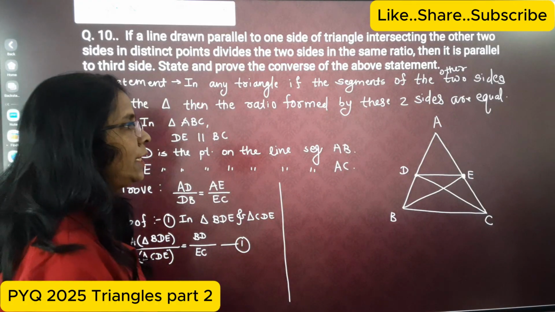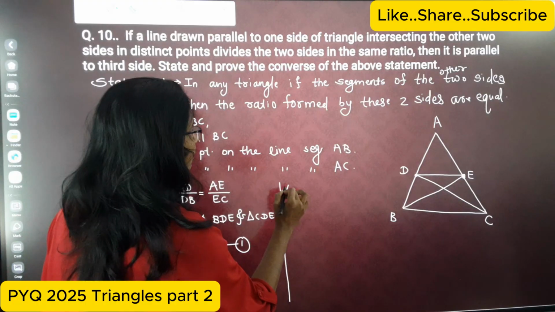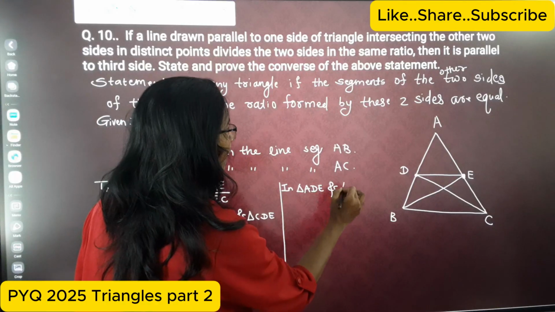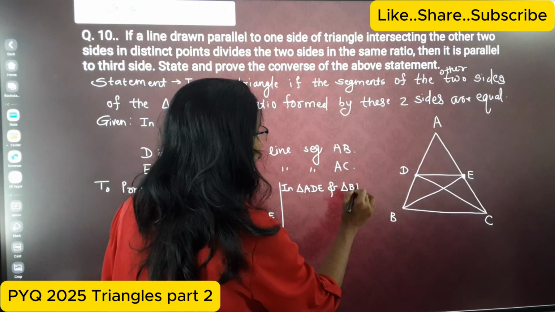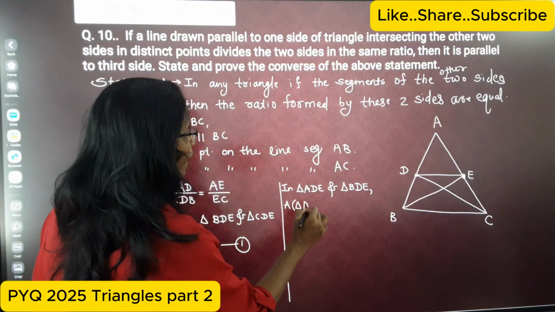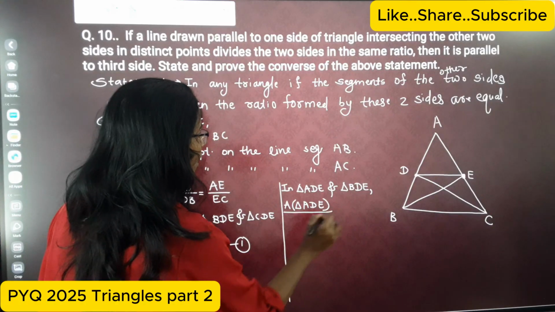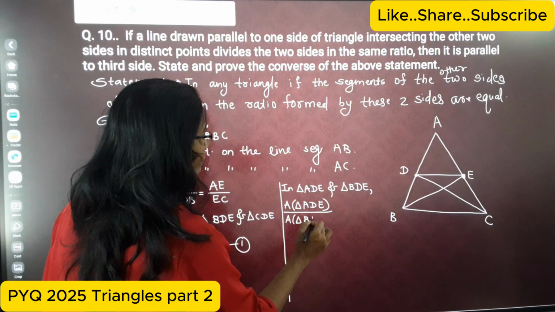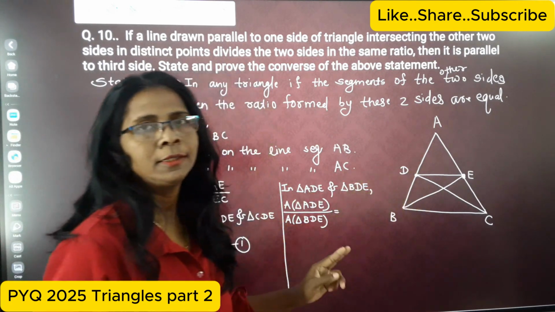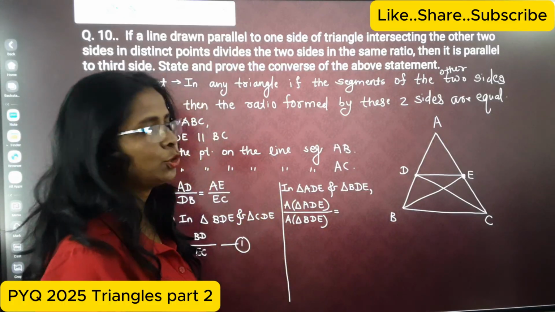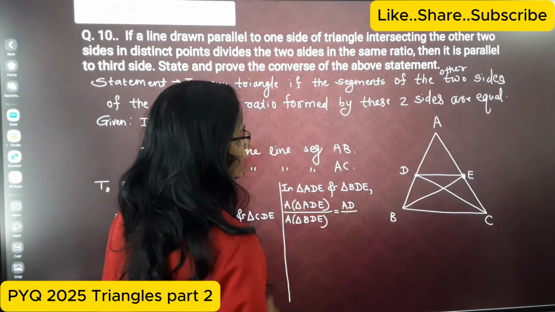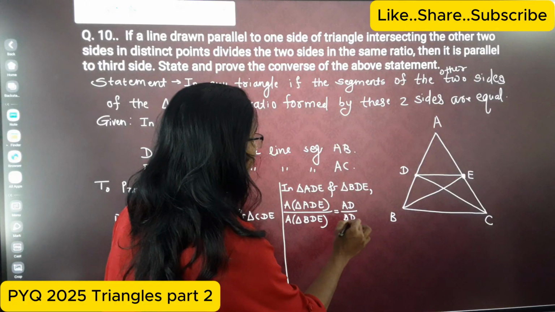Then the second one, I take triangle ADE and triangle BDE. I choose these two triangles. Now the ratio of their areas, area of triangle ADE upon area of triangle BDE. If you observe these two triangles, they have the same height, students. So we get the ratio of their bases, that is AD upon BD, and call it the second one.